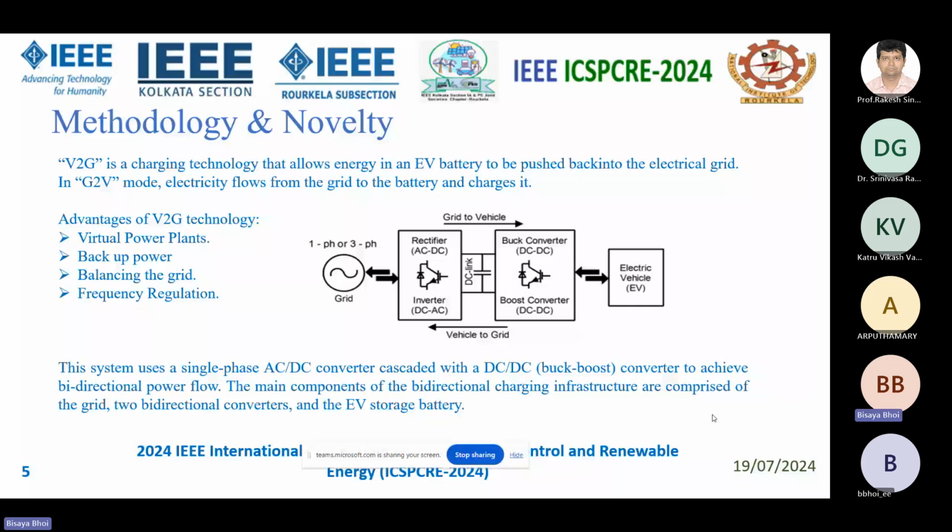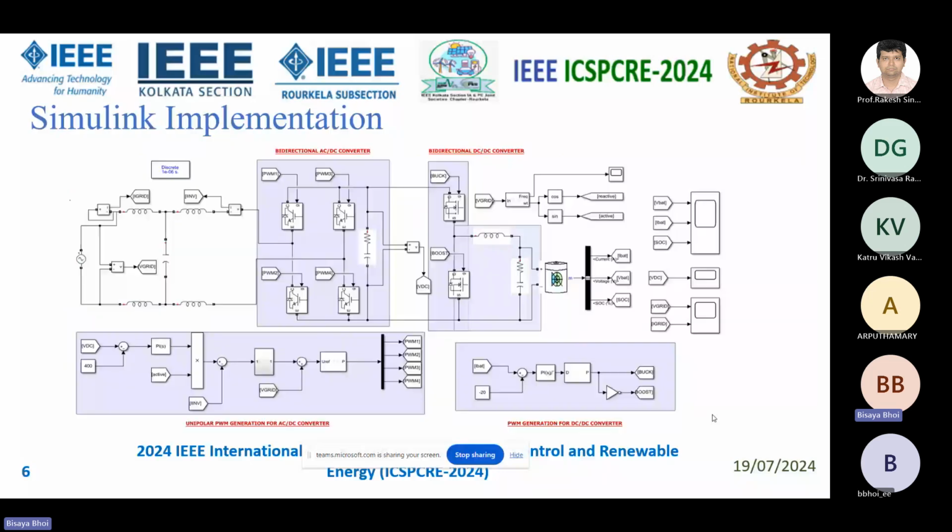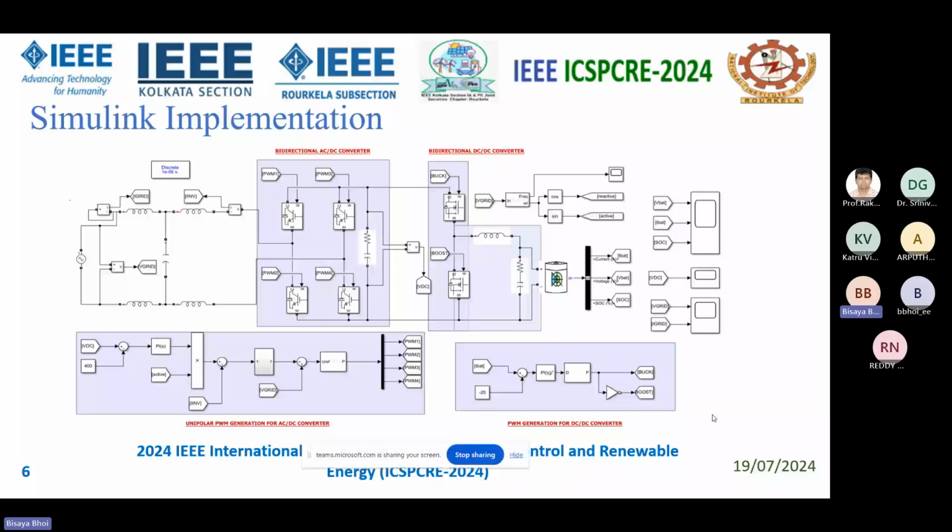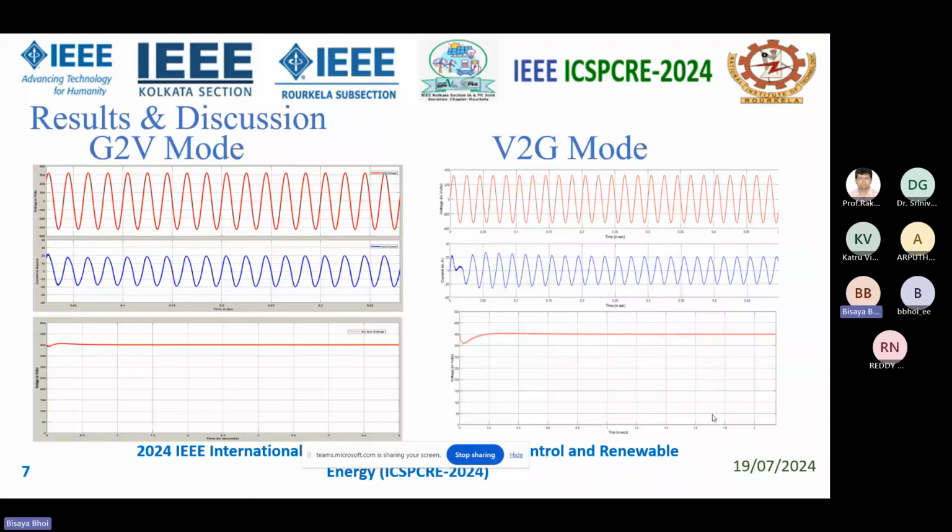This is the simulation model, where you can see the supply from the bidirectional AC-DC converter going to the DC link, and then through the DC-DC converter. I have also given the unipolar PWM generation for the AC-DC converter and the PWM generation for the DC-DC converter.